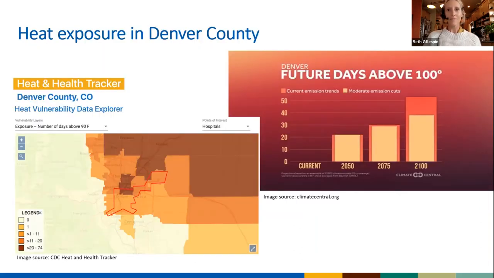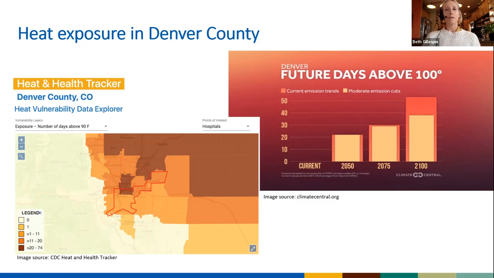On the right, this picture shows projections by Climate Central, and based on 1997 to 2016 averages, there were no days above 100 degrees. And in Denver, we already broke 100 a handful of times last year, and the number of high temperature days are expected to increase to over 20 by the year 2050, and to over 35 by the year 2100, with even more occurring without emission cuts.